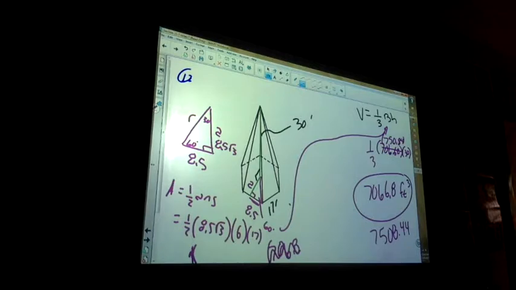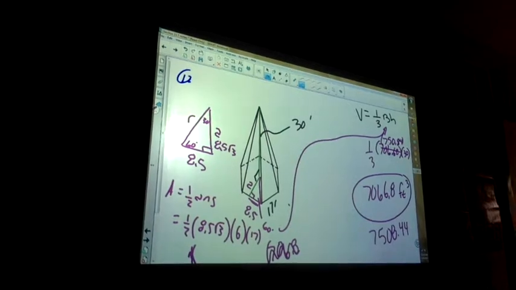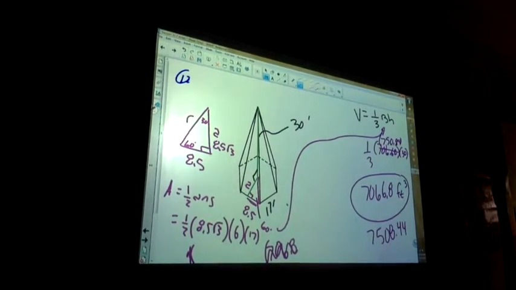We might have made an error on our computation. 8.5 root 3. Can you do the sine cosine thing for that as well? I absolutely could, yes. But because that's a special right triangle, it's a hexagon.